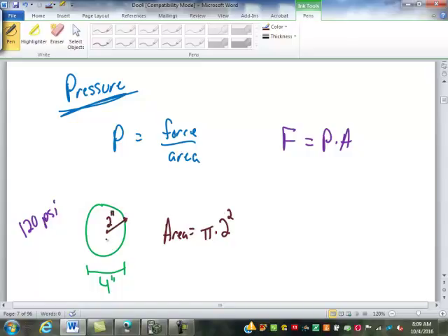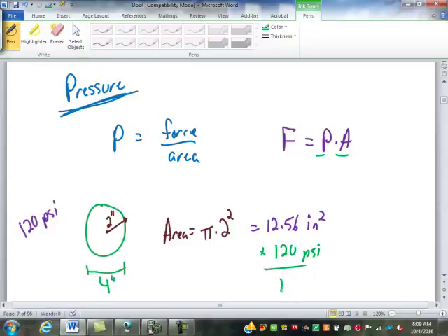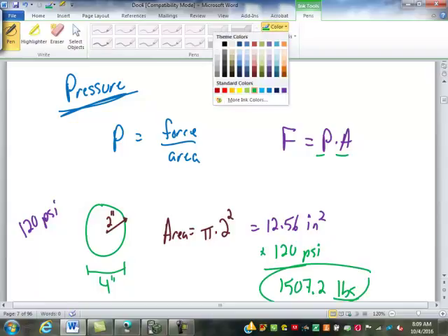So 2 squared is going to be 4. I know, but I just had to make sure everybody knew how we got to the 4. So that's 12.56 inches squared, and then that's going to be times 120 psi. Pressure times area. So 1,507 pounds of force that hydraulic ram will be capable of producing.